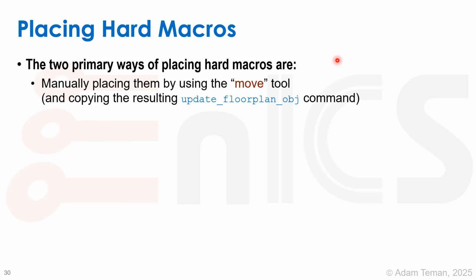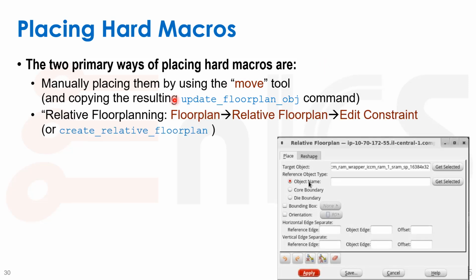And then if we want to save that and put it in a script, we can look at the output log file and it'll give an update floor plan object command, which will show what the actual command is that we use to place it at a specific coordinate. We'll copy that into our script and we can run it next time if we want to rerun the floor plan commands. So that is one way, but we can actually do it a bit better by having some sort of structure, and that's using relative floor planning.